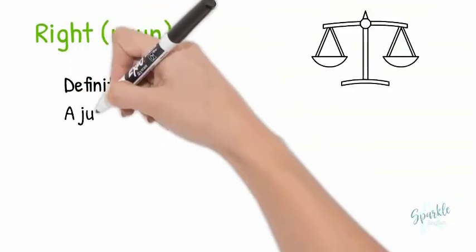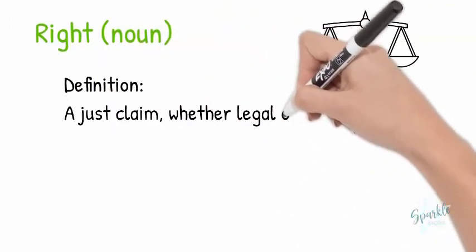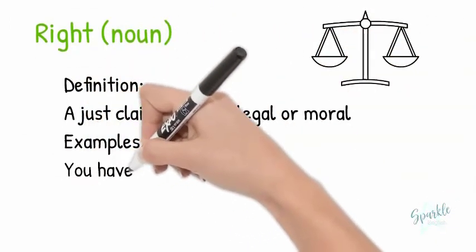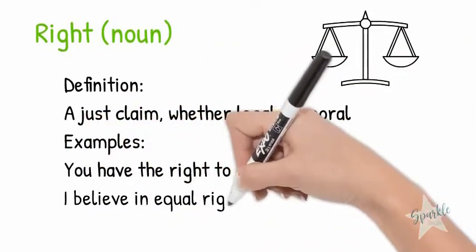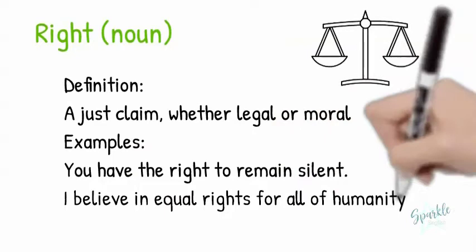Let's review right as a noun. A right is a just claim, whether legal or moral. Examples: you have the right to remain silent. I believe in equal rights for all of humanity.